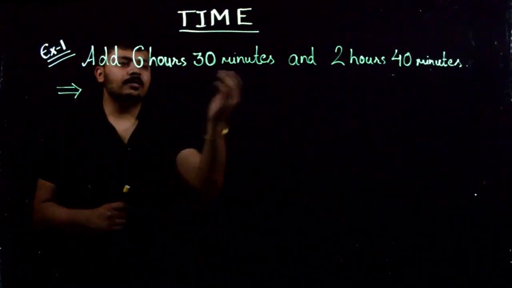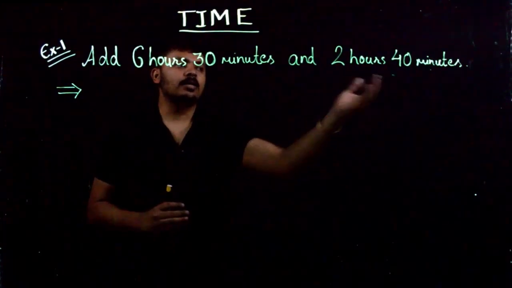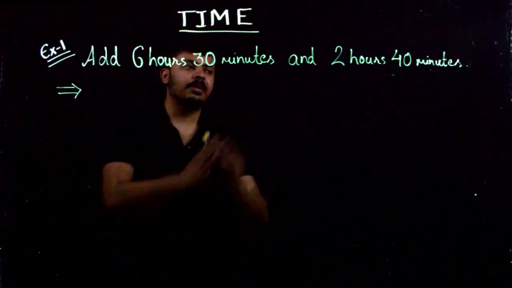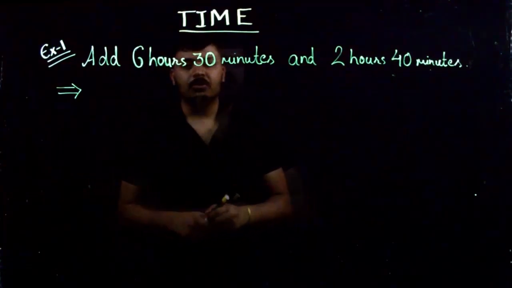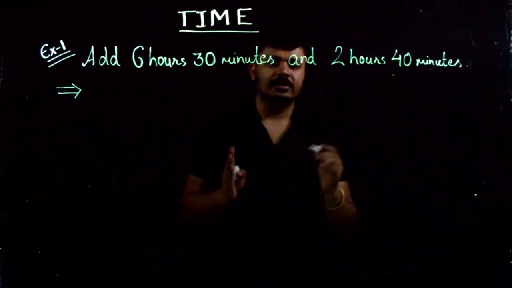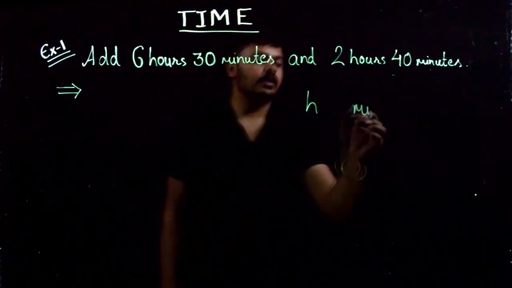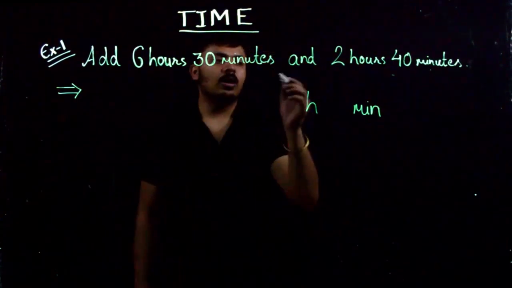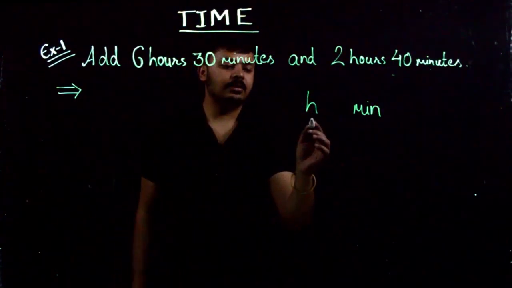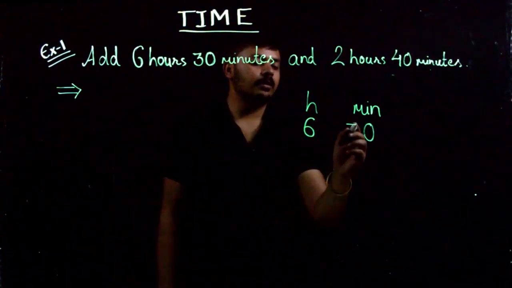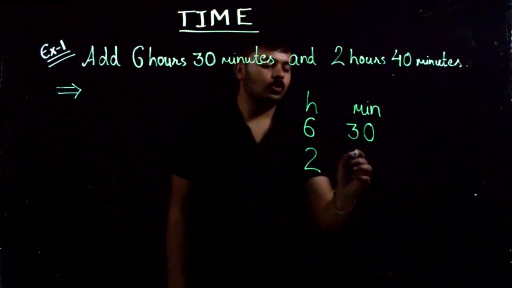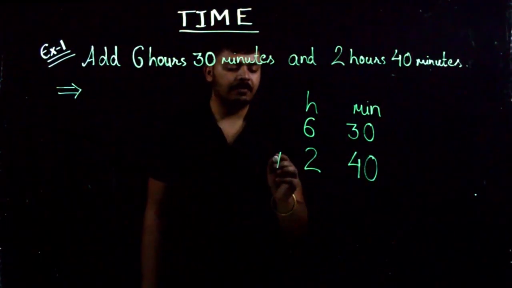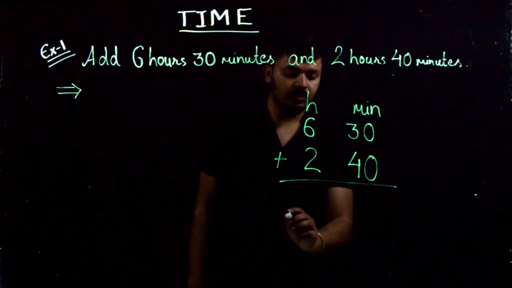Add 6 hours 30 minutes and 2 hours 40 minutes. We are given two time periods and we have to add both of them. So let's start. We have to make two separate columns for hours and minutes. Under hours I will write 6 hours and 30 minutes and 2 hours and 40 minutes, and we have to add the two.